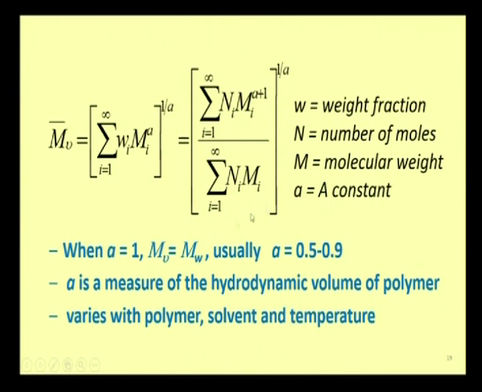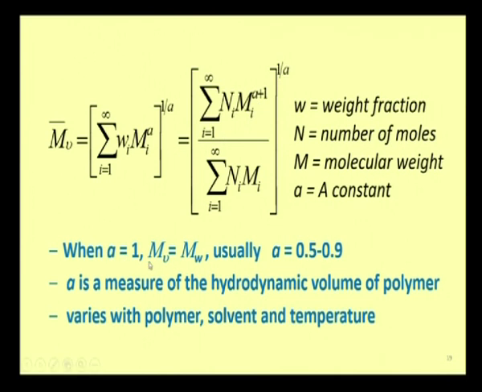And approximately it can be given by a formula like this. Mv bar, similar to the other types of molecular weights, is given by sigma Ni Mi to the power a plus 1 divided by sigma Ni Mi, whole to the power 1 by a, where W represents a weight fraction, N represents the number of molecules, M represents the molecular weight, and a parameter A is introduced, which is a constant.